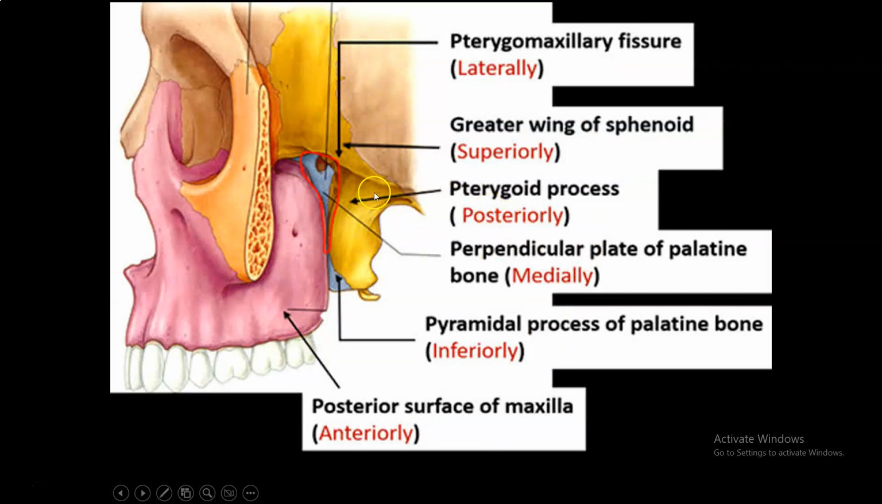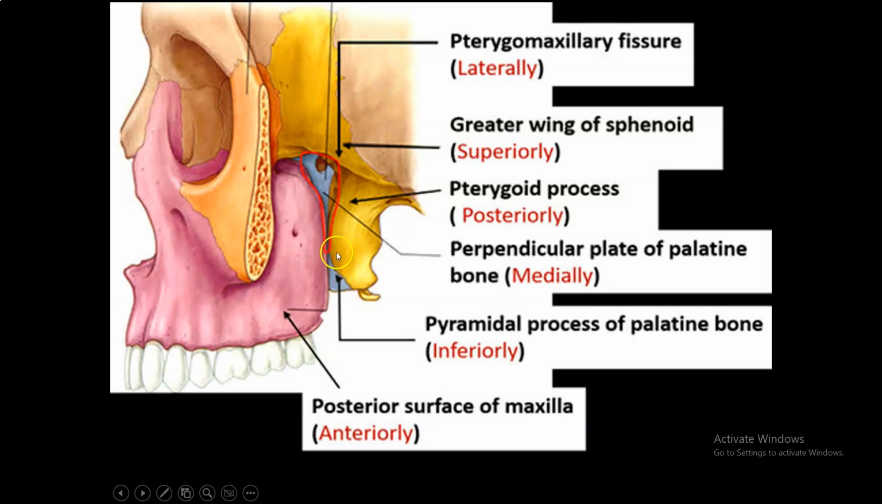And again, the pterygopalatine fossa communicates laterally through the pterygomaxillary fissure. It has superiorly the greater wing of the sphenoid, posteriorly the pterygoid process, anteriorly the posterior surface of the maxilla, and medially and inferiorly part of the palatine bone. So medially the perpendicular plate of the palatine bone, and the floor inferiorly the pyramidal process of the palatine bone.